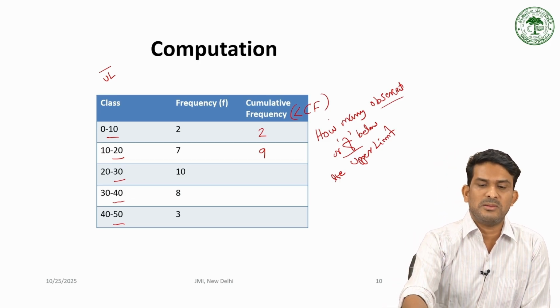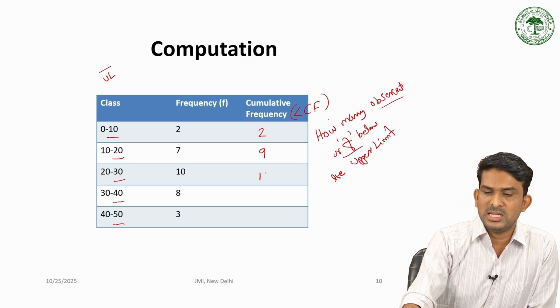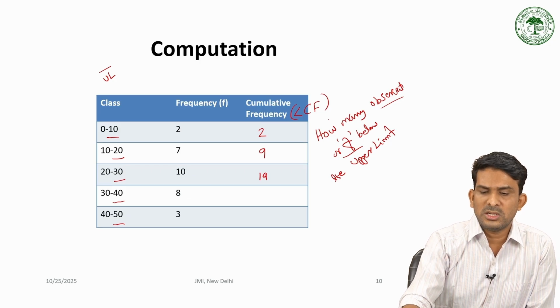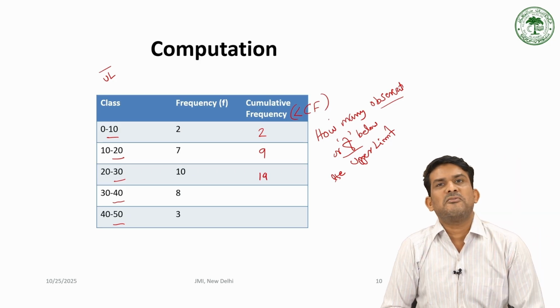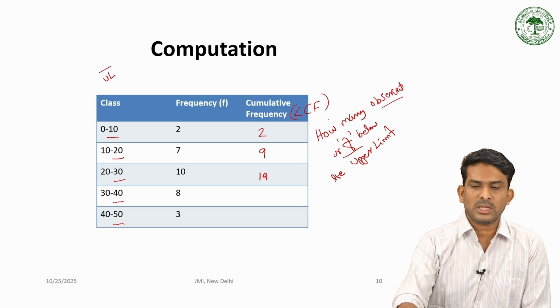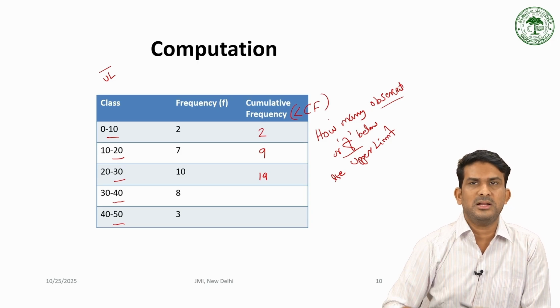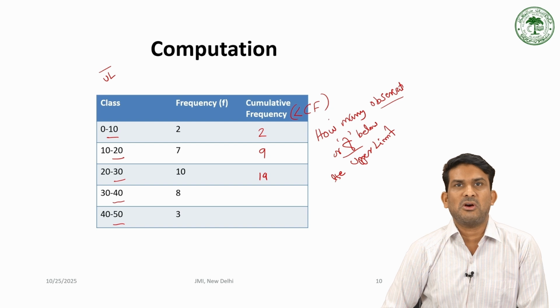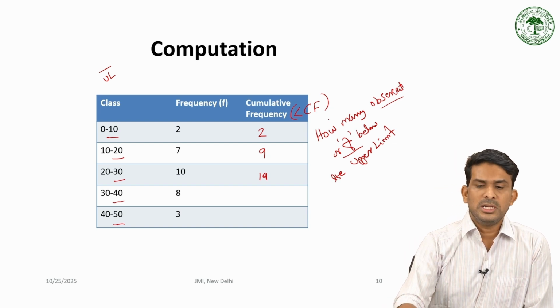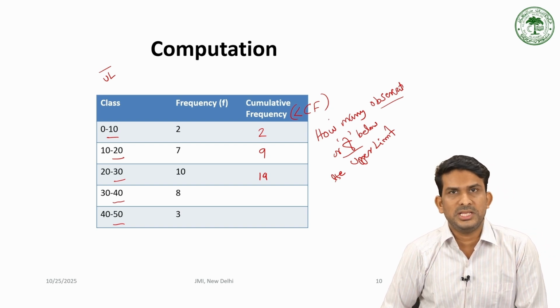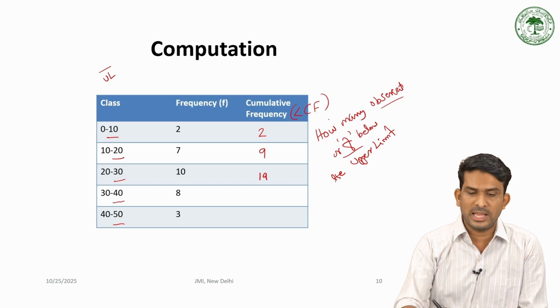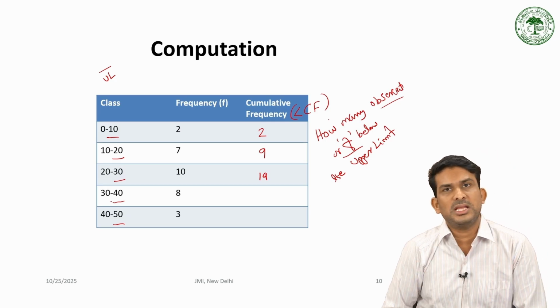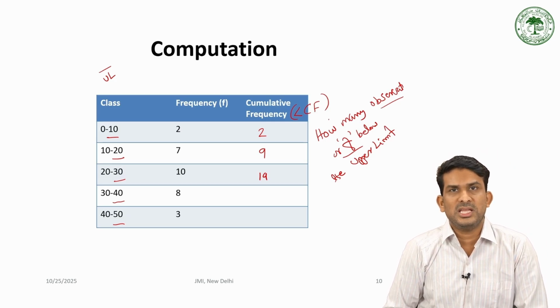So 10 plus 7 plus 2 is 19, or just go to the total frequency and cumulative frequency of the previous class. 10 plus 9, because of course we have added the other class values to the cumulative frequency of the preceding class. So 10 plus 9 we got 19. Very clear. Again come to 30 to 40, which is a class.